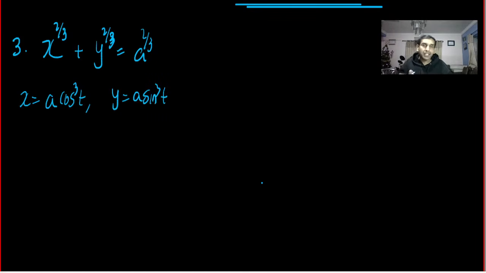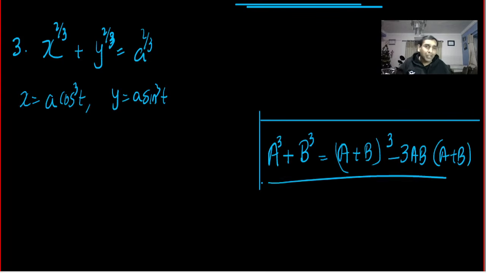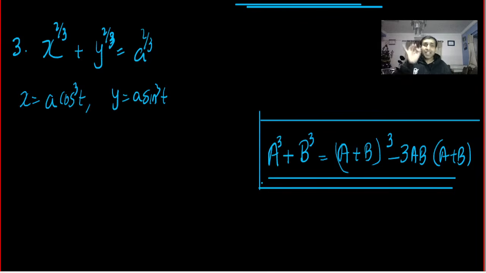One advice, before you start the problem, I want you to note this part. This is very important. This is from your maybe high school. a cube plus b cube can be written as a plus b the whole cube minus 3ab into a plus b. You might be wondering why I gave this. At the last, this identity will save you.